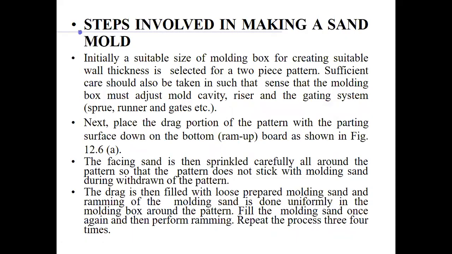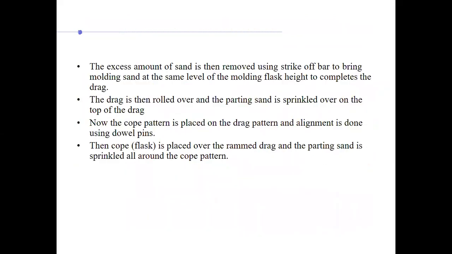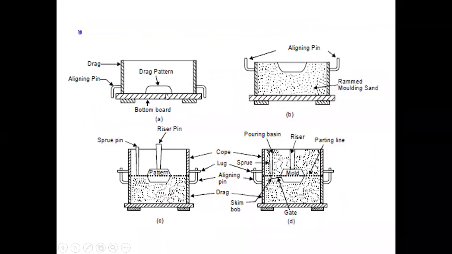You see here, suitable size of molding box selected, with suitable wall thickness, so that when you are ramming, etc., it shouldn't break. Sufficient care should be taken in such a sense that the molding box must adjust for cavity, riser, and the gating system. That is, your gating system includes your sprue, runner, and gates, right? And then, as we have seen in that image, placing the drag portion on the pattern, with the parting surface down on the bottom, as shown in figure 12.6a. Okay, you have placed the drag pattern, right? This is your drag part.